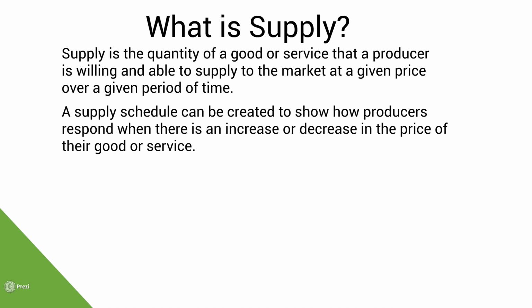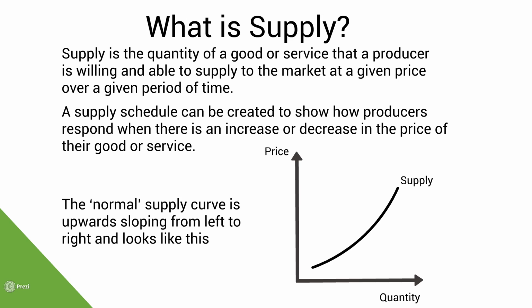A supply schedule can be created to show how producers respond when there is an increase or a decrease in the price of their good or service. An example of a supply schedule can be seen on the website under this video. The normal supply curve is upward sloping from left to right and looks like this.